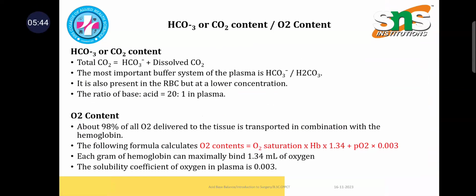What are the bicarbonate, CO2 content, and O2 content? Bicarbonate is a base, and CO2 and bicarbonate have a relationship: total CO2 is equal to bicarbonate plus dissolved CO2. They have a ratio of 20:1 in plasma, that is, for one acid, you need 20 bases to neutralize it. Oxygen content is the amount of oxygen carried by the hemoglobin for transportation to the tissues. The formula is oxygen content equals oxygen saturation times hemoglobin times 1.34, plus partial pressure of oxygen times 0.003.